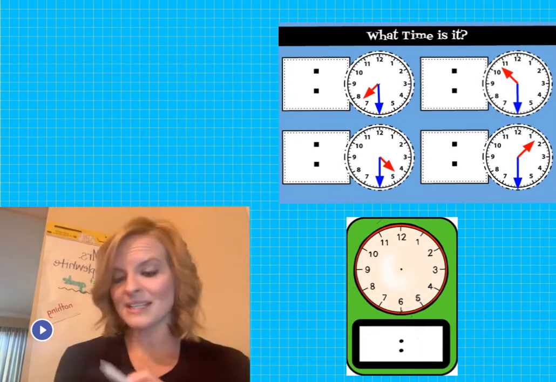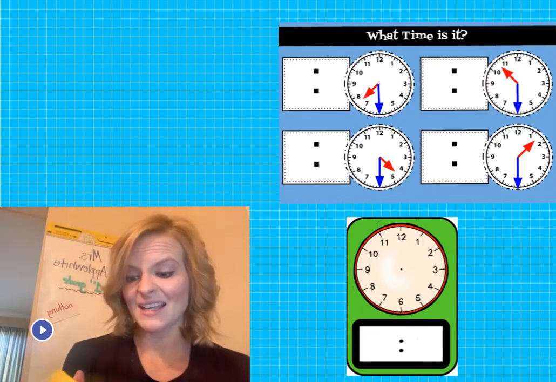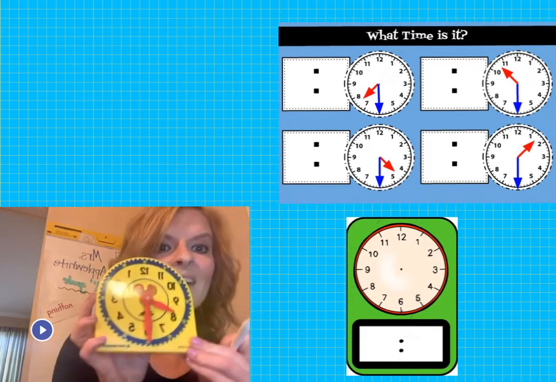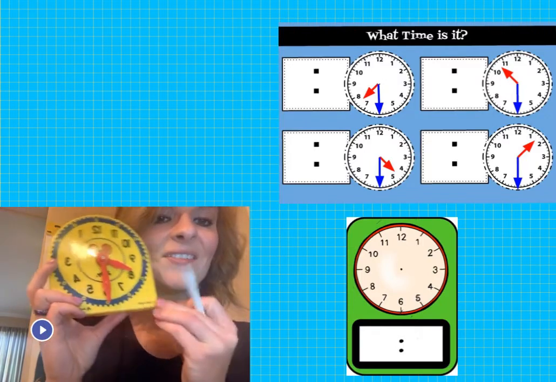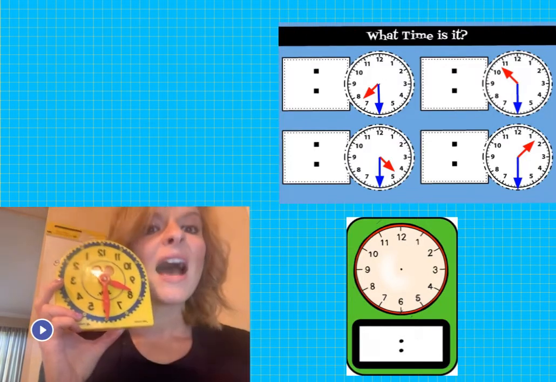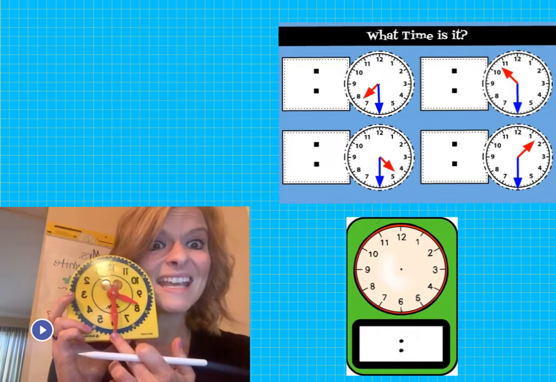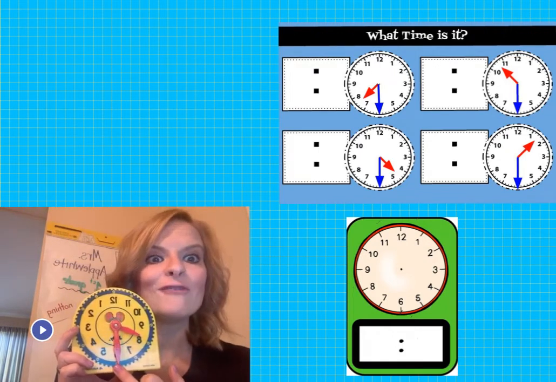Okay, so I'm going to put a time on my clock here. And let's see what time it's going to say. Okay, so let's look here. I see the long hand or the minute hand pointing at the 6. So what do I write for the minutes?